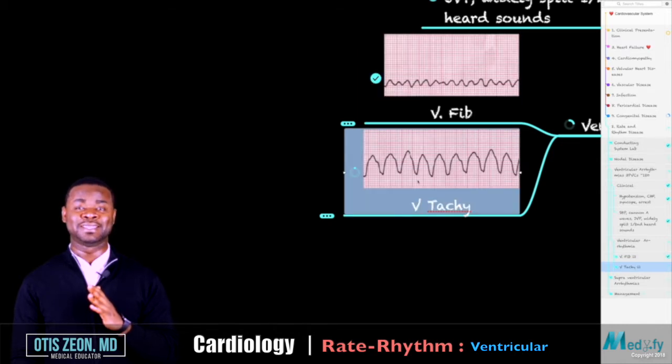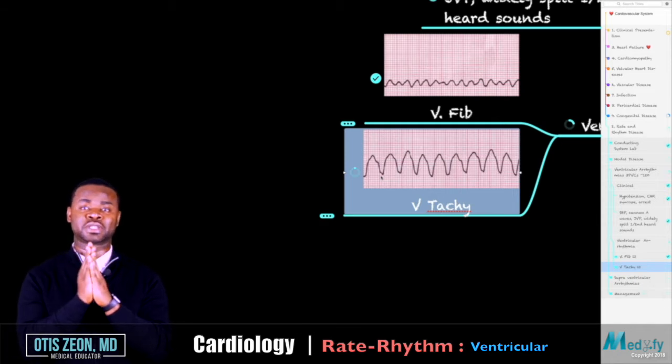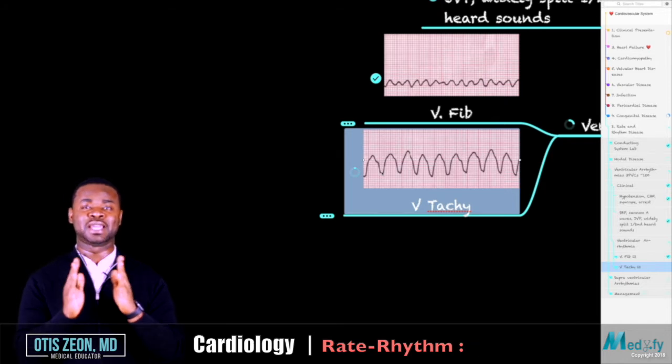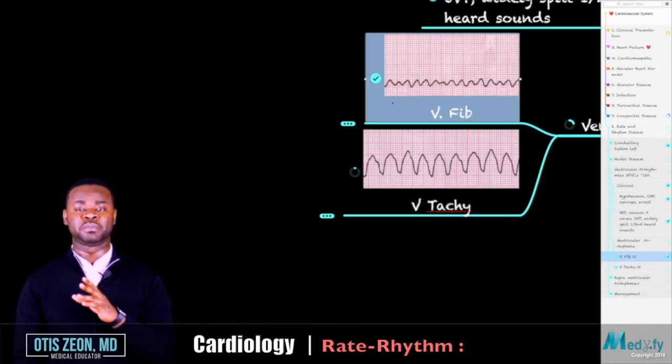On the other hand, V-tachy, it depends on the type of V-tachy. You have narrow QRS complex and you have wide QRS complex. This particular V-tachy here is wide QRS complex. And the reason why I put that there is because the treatment options would depend on the type of V-tachy there is. Let's talk about V-fib.